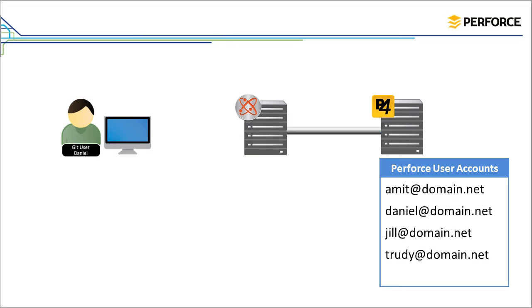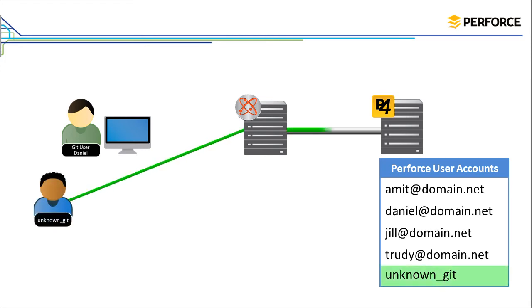Sometimes it is impractical to create Perforce users for every author who has contributed to a Git repo. In these instances, the special Perforce user, unknown_git, can be created on the Perforce side to own changes by Git authors without Perforce accounts.